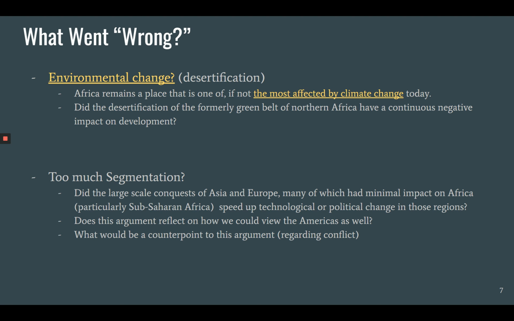Probably more people in Africa are directly threatened with being unable to live where they live currently than anywhere else, due to the global rise in temperatures, which they're feeling in particular there. And so the question then is, did the desertification of the formerly green belt of northern Africa have a continuous negative impact on development there? Is that a reason for the failure of Africa to survive European colonization? And you can have your opinions on that.